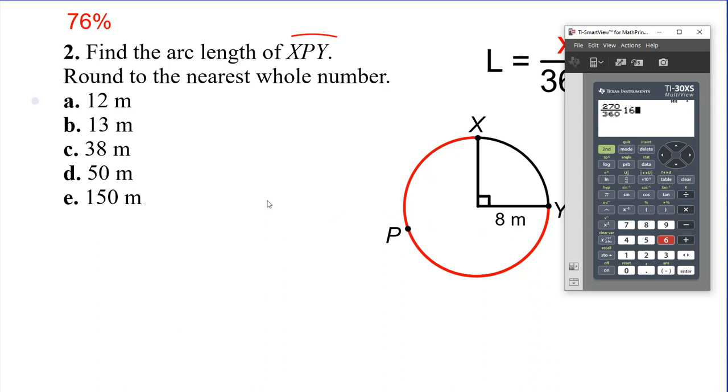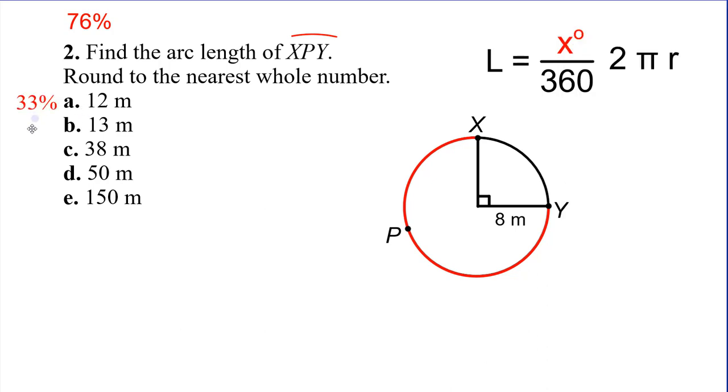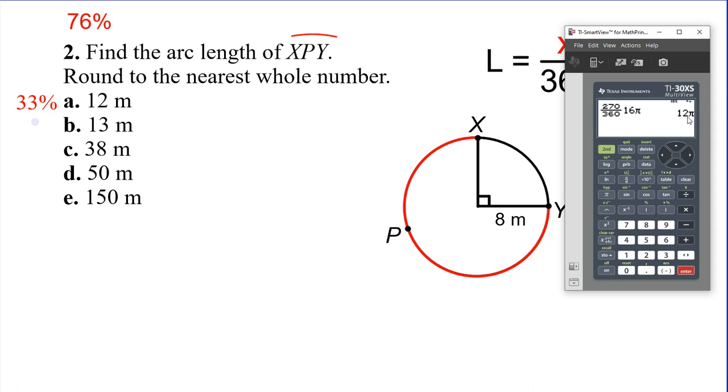Can I go ahead and leave the pi out? No, because it wants to see how I don't have pi in my answer. That means I need to go ahead and multiply by pi. All right, so that'll work, and it's going to give me 12 pi. I guarantee that's what a lot of people missed. Sure enough, the reason for that is that our answer is 12 pi, not just 12 meters.